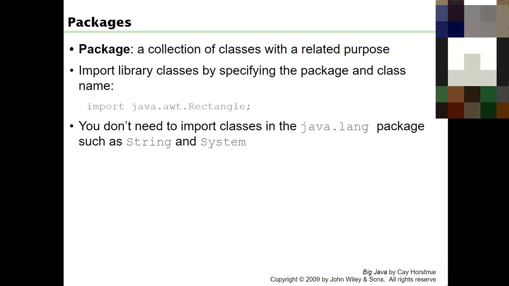So you don't need to import classes in the java.lang package, such as String and System. Those are already there, and those are already loaded. Without java.lang, you couldn't really do much of anything. So they say, well, okay, let's not make everybody type it in every time you make a source file. We'll just always load that package automatically. So again, the word implicit means you can't see it in the code, but it's there. It's just done behind the scenes. Okay.